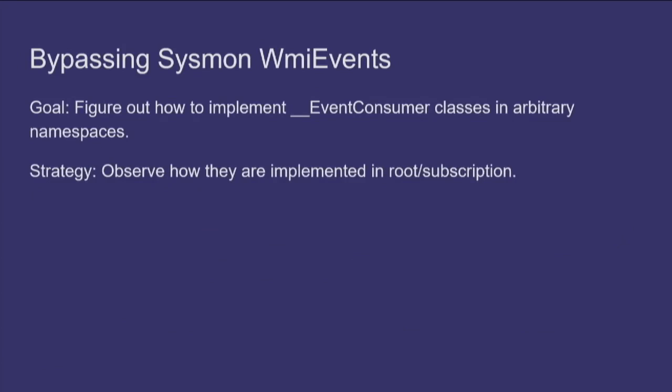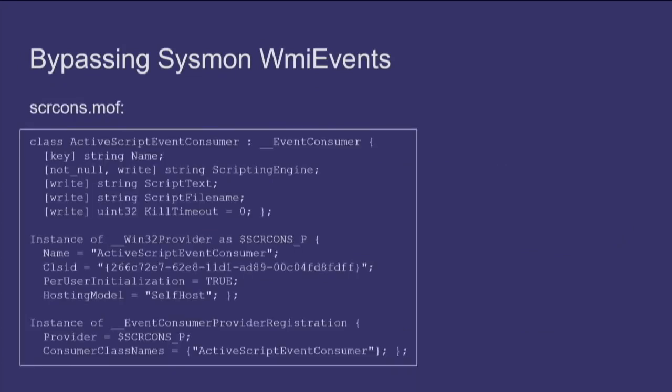different event consumer classes. So ideally, I'd love to replicate the ActiveScript event consumer or command line event consumer in my namespace of choice. So I had to understand the implementation of ActiveScript event consumers in this case. And so where I would start is by looking at a MOF file, or a Managed Object Format file. This defines kind of like the schema of WMI classes, methods, and properties, and it also gives you some information about how they're registered.